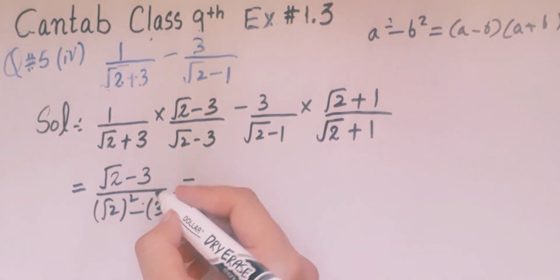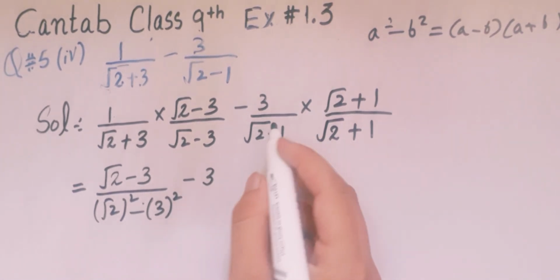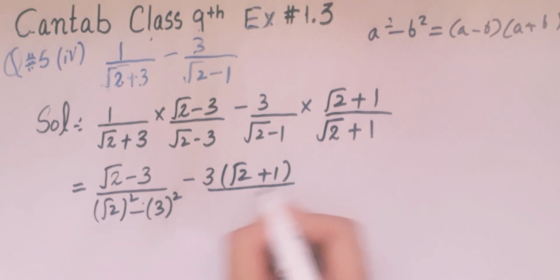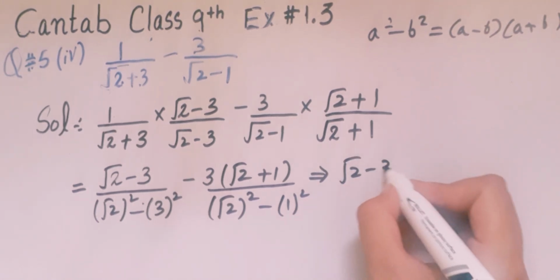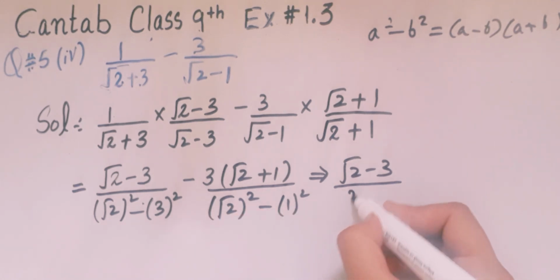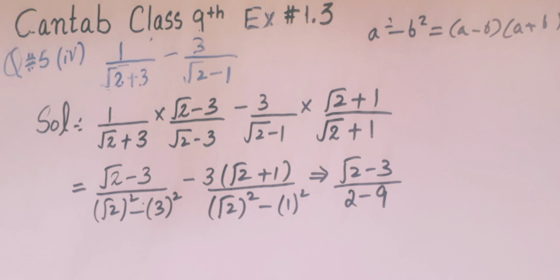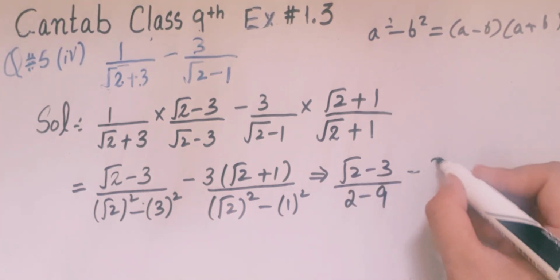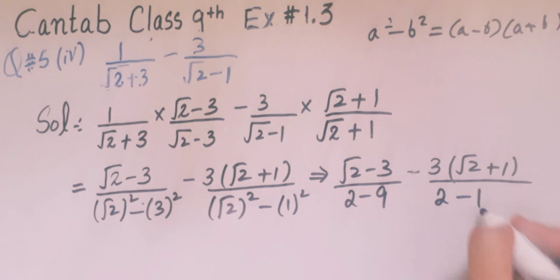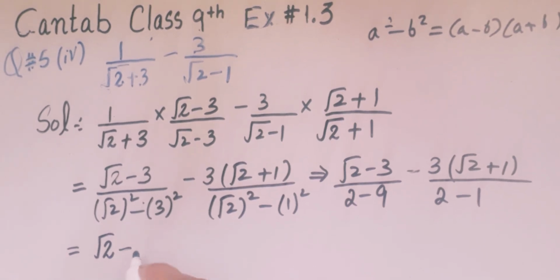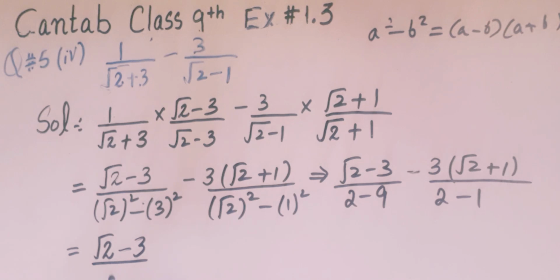Then we have minus 3 into square root of 2 plus 1 by square root of 2 square minus 1 square, which implies that square root of 2 minus 3 by 2 minus 9, that will become 2 minus 9, and minus 3 into square root of 2 plus 1 by 2 minus 1, then square root of 2 minus 3 by 2 minus 9 is minus 7, minus 3 into square root of 2 plus 1.